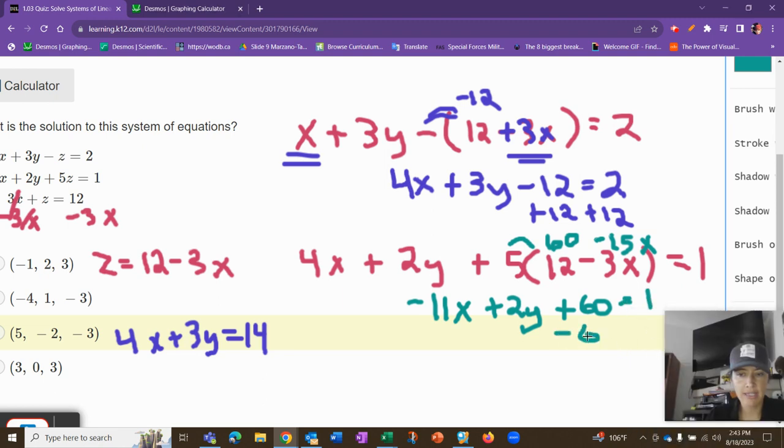Okay, so let's subtract 60 from both sides. Did I do anything wrong? I don't know. We'll find out, right? Follow along, check my work. We're a team. What did I miss? 4, 5, 15, 12. Looks good. All right, here we go. I just don't like that number. That's why I'm doing this. All right, so now we have negative 11x plus 2y is equal to negative 59.